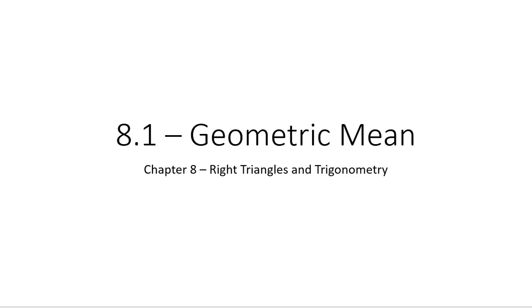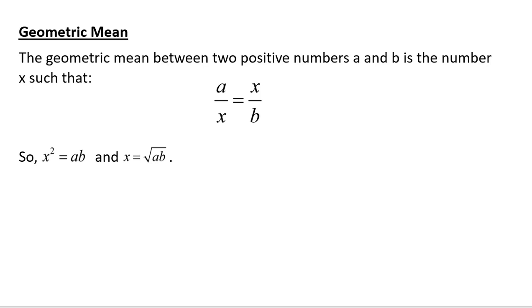Today we're going to be talking about geometric mean. The geometric mean between two possible values, a and b, is the number x such that a over x is equal to x over b.